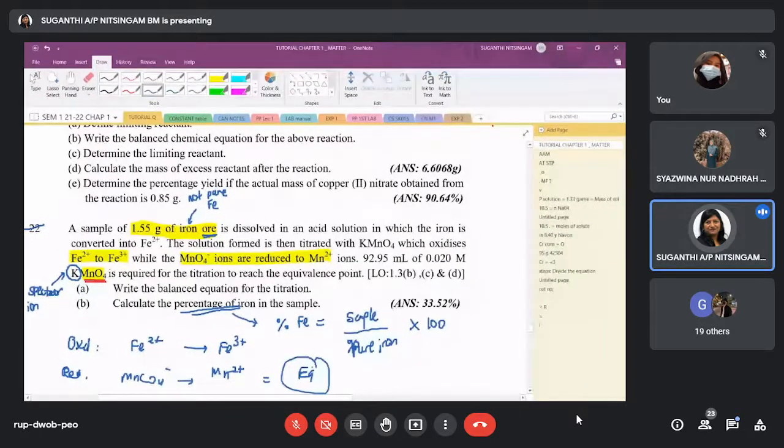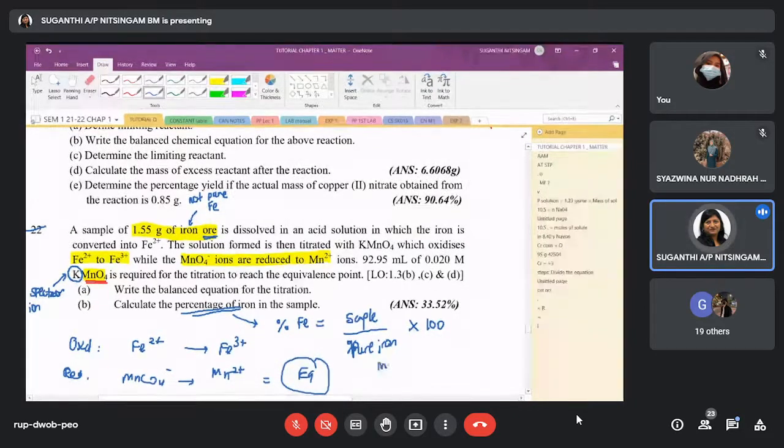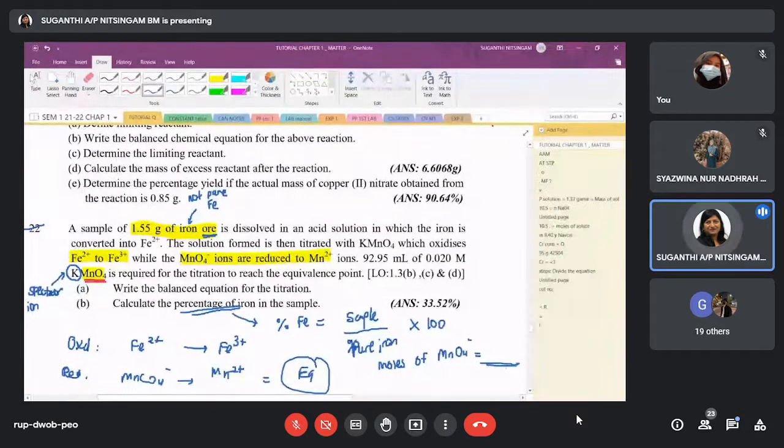From the equation ni sekarang, kita akan cari. Tengok ni. They said that the moles, dia ada bagi volume, dia ada bagi kepekatan. So you can find moles of MnO4-. Dapatkan mol dia. Daripada mol ini dan tindak balas ini, kamu boleh kata from the equation, how many moles of MnO4- reacts with how many moles of Fe. Dapatkan mass of Fe.